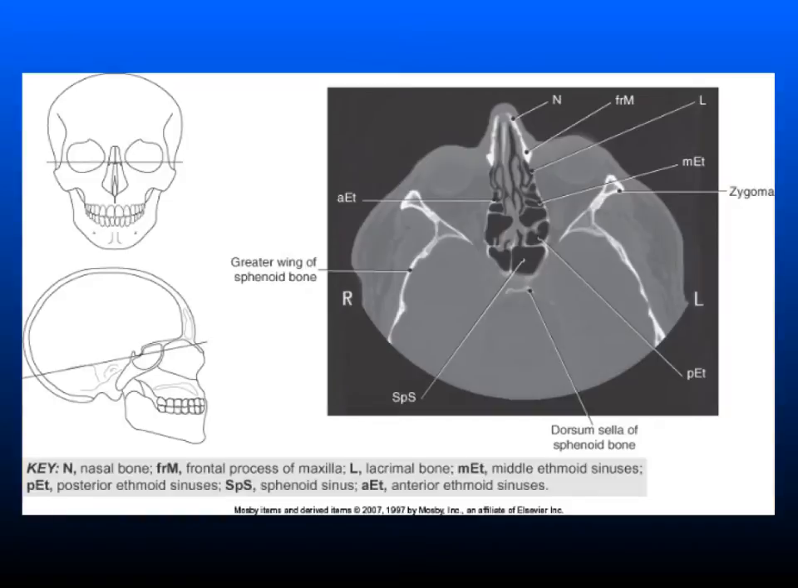Sphenoid is always posterior. The sphenoid sinus is always posterior because remember it's in the middle of the brain, right? When you look at it on a lateral image, it's always posterior. So when you're looking at it on an axial view, that's anterior, this is posterior. You always see the sphenoid sinus on the posterior side.